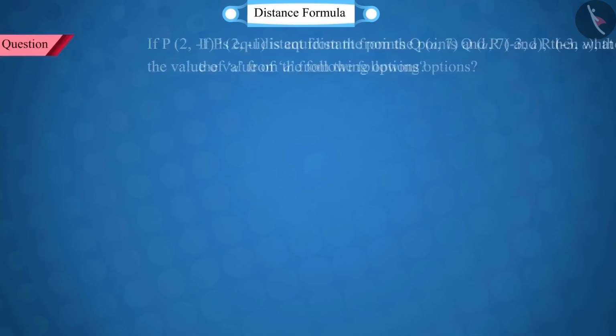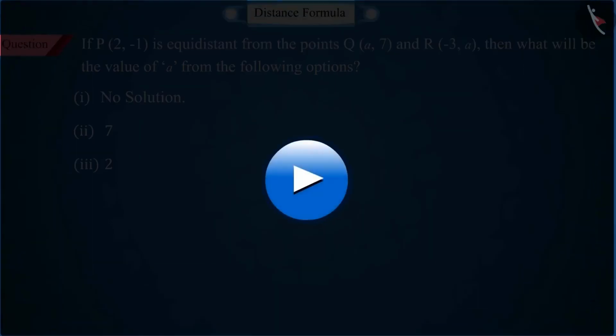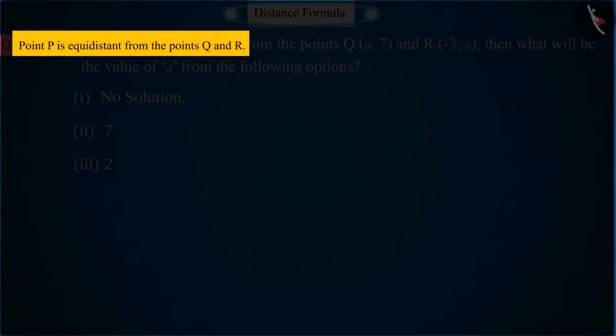If the point P (2, -1) is equidistant from the points Q (A, 7) and R (-3, A), then what will be the value of A from the following options? To solve this question by the distance formula, pause the video and then match your answer. From the question, we get to know that point P is equidistant from the points Q and R. Let's make an imaginary picture of it, which somewhat looks like this.